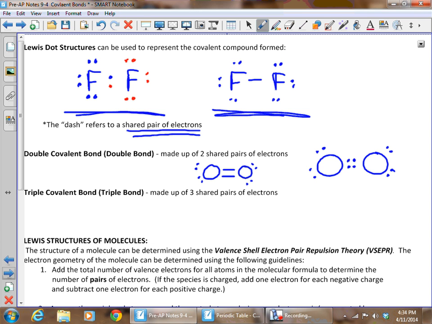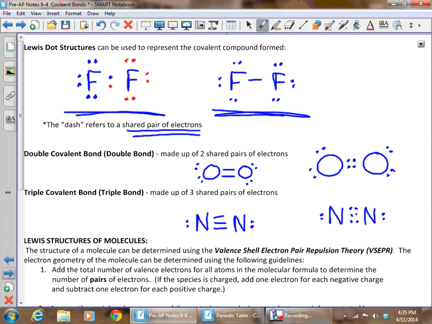A triple covalent bond, nitrogen is something that forms a triple covalent bond. A triple covalent bond simply has a situation where the elements are sharing 3 pairs of electrons. You end up with something like this. Again, I like it shown with the dashes in between. So there's the structures for a single, double, and triple bond.